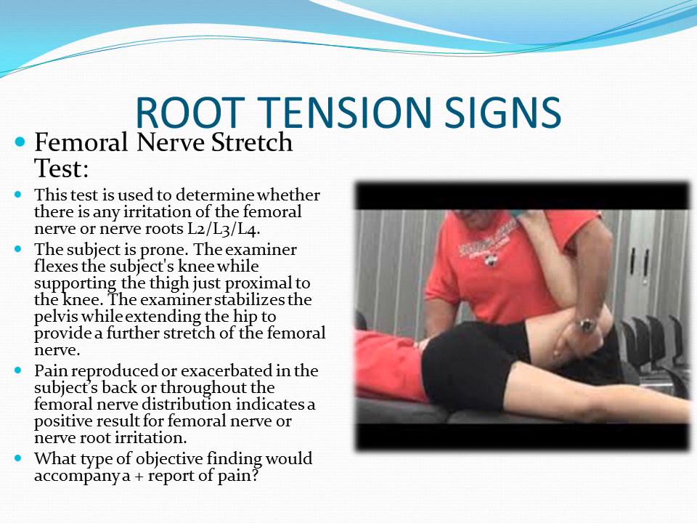So in the case of radiculopathy of any of those nerve roots, the positive finding would be pain either reproduced or exacerbated in the back, or throughout the distribution of the femoral nerve would be considered a positive finding.